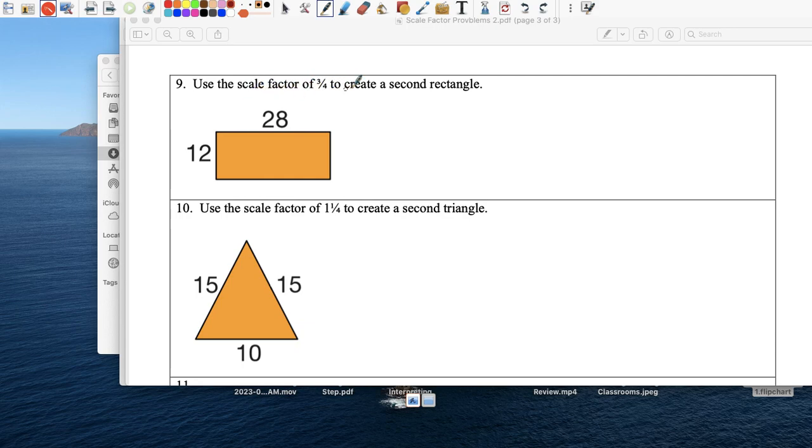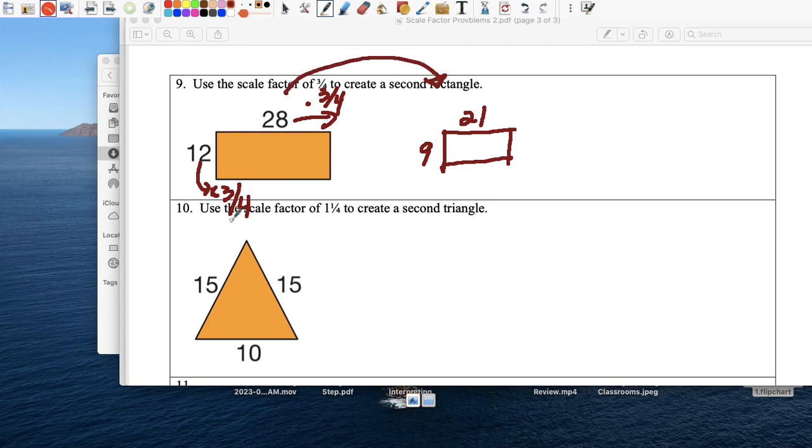Use a scale factor 3/4 to create a second rectangle. So if you use a scale factor 3/4, we're going to take that and multiply by 3/4. We're going to take the 12 and multiply by 3/4. So we're going to have a second rectangle. Because I know the scale factor is less than 1, I'm going to have something that is smaller. 28 times 3/4 is 21. So this is going to be 21. 12 times 3/4 is 9. So after a scale factor of 3/4, the second rectangle becomes that one.